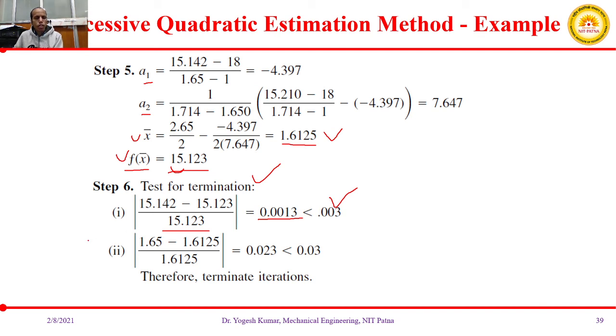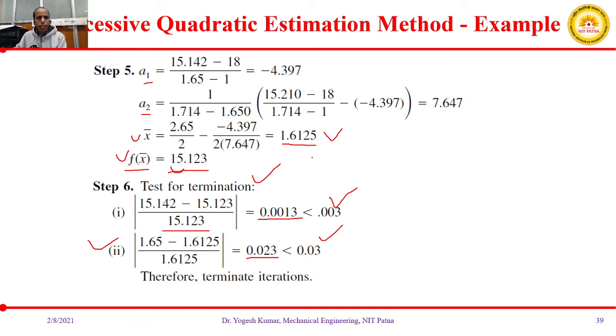For termination, we are also supposed to check the second condition, which was given as the difference of x upon the minimum value of x should be less than or equal to 0.03. Okay, so let us check this condition. (1.65 minus 1.6125) divided by 1.6125 is equal to 0.023, which is less than your termination condition. This was 3 into 10 to the power minus 2. Okay, since both of your conditions are satisfied, you can terminate.